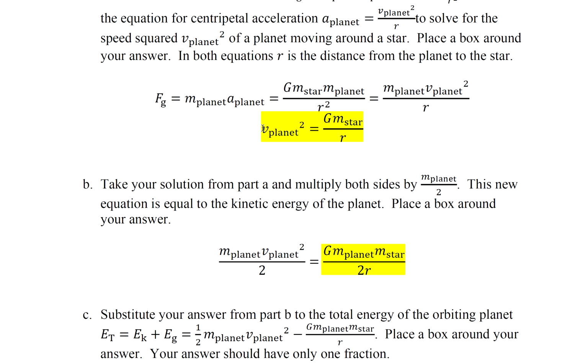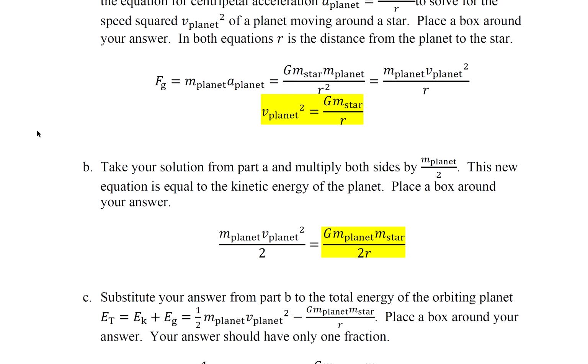So multiply the left side and the right side by m planet over 2. You get 1/2 mv squared on the left side. You get GMm over 2r on the right side. So GMm over 2r is the kinetic energy of a planet moving around a star.